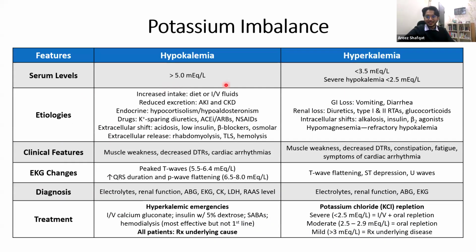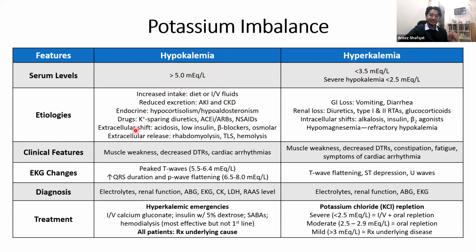Good. This is just a summary of potassium imbalance. You have hyperkalemia, which is more than 5 milliequivalents. The causes: you can either increase intake, like diets or IV fluids. It can be reduced excretion, such as acute kidney injury or chronic kidney disease. Endocrine causes like adrenal insufficiency usually cause hyperkalemia. Drugs like potassium-sparing diuretics, ACE inhibitors, and NSAIDs decrease renal blood flow, and so they can cause hyperkalemia.